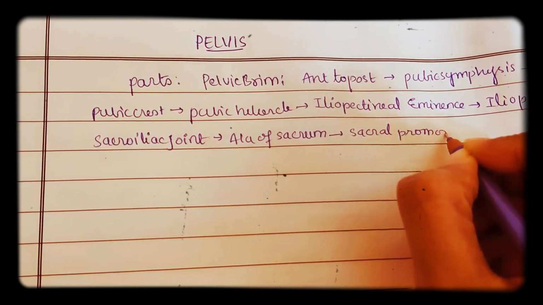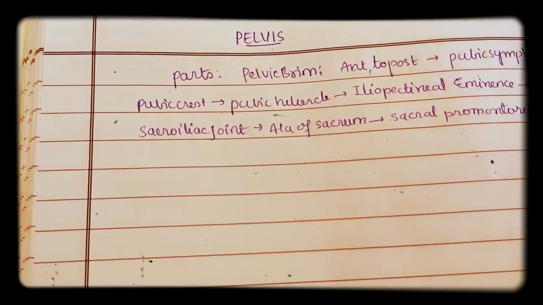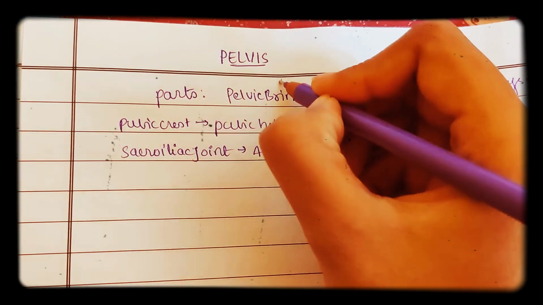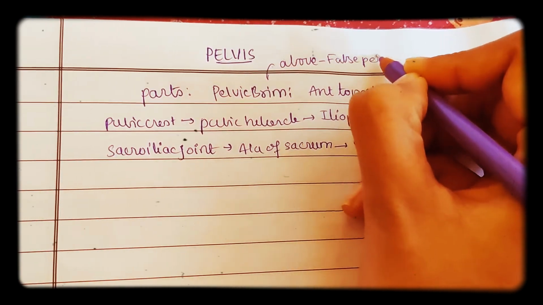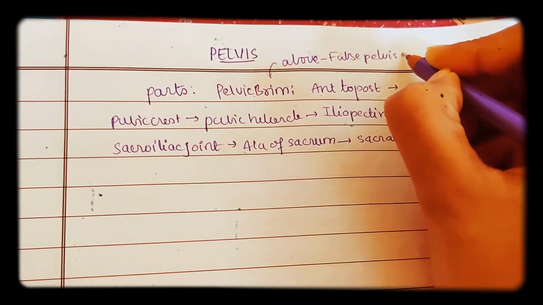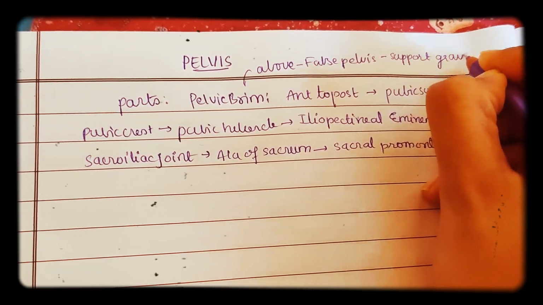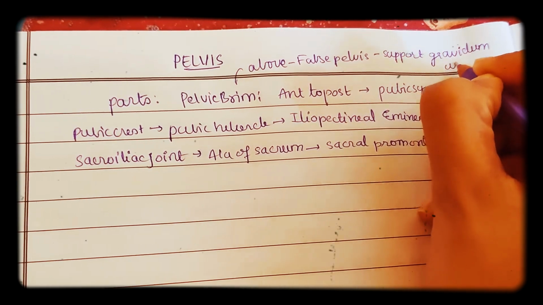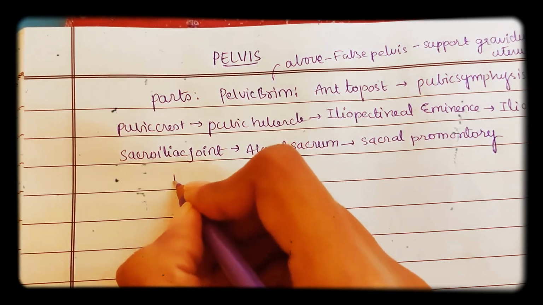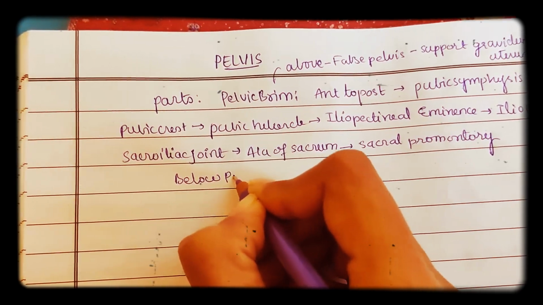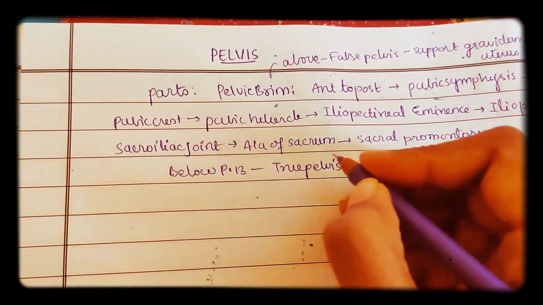About every structure I already discussed in very much detail in our previous anatomy videos. Parts above the pelvic brim are called false pelvis. This false pelvis will not support any labor process. It is just supporting the gravid uterus. Next, coming to the parts which are below the pelvic brim: below pelvic brim it is called true pelvis, and this takes part in labor.